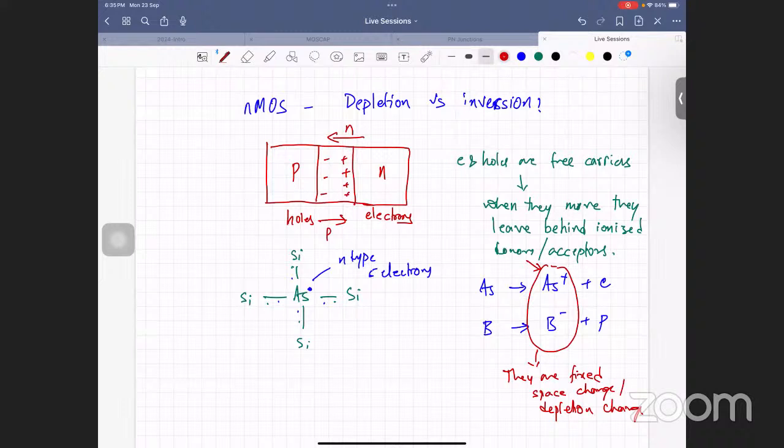One second. Sanjeev, is it okay till this far? Sanjeev? How a depletion region forms? Yes, sir. Okay, good.